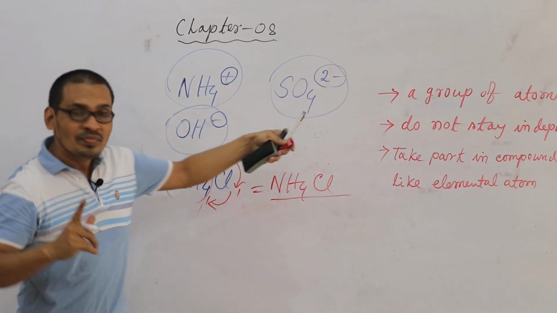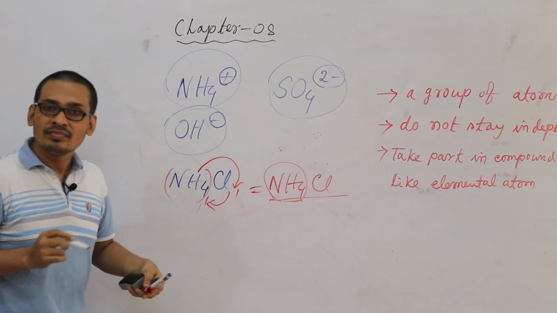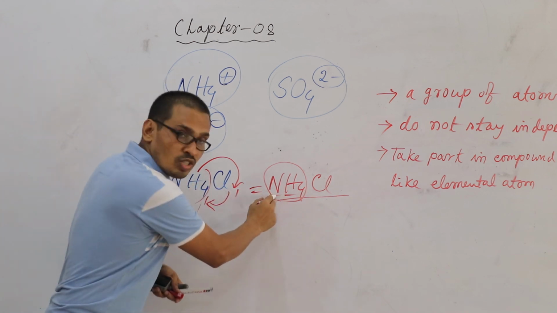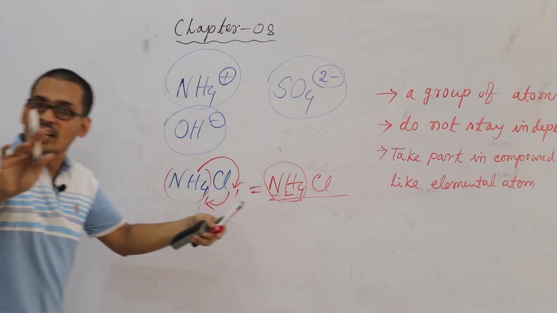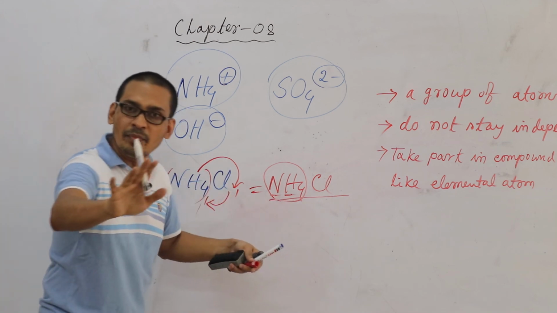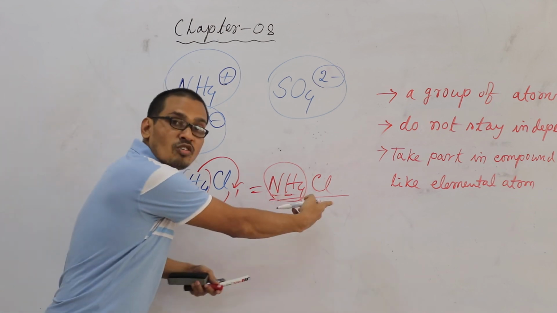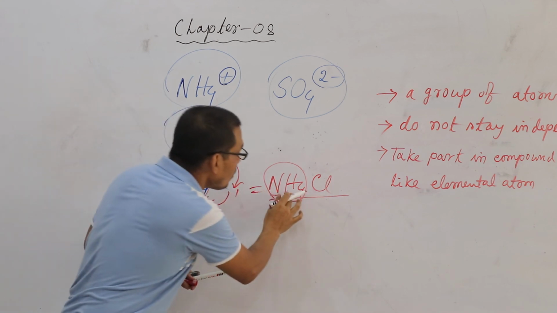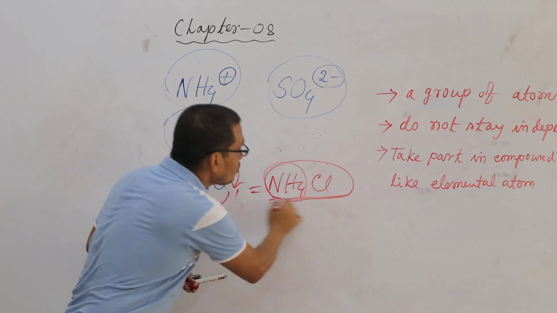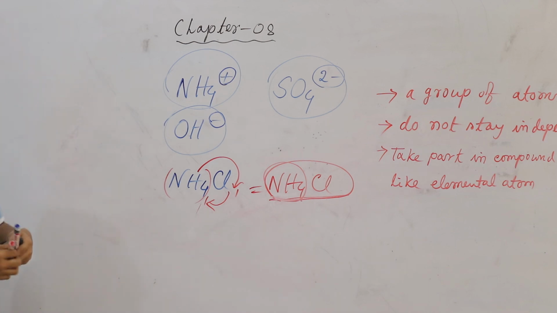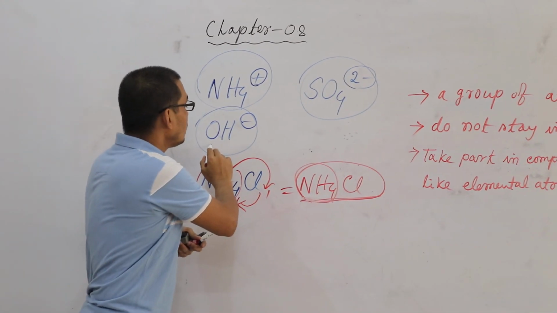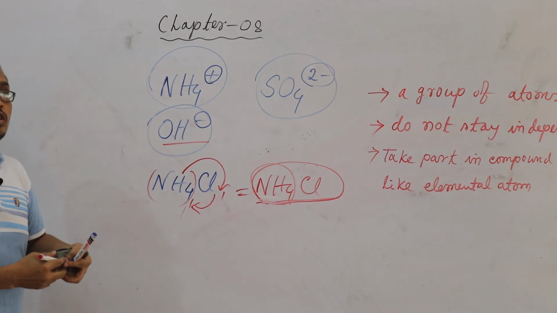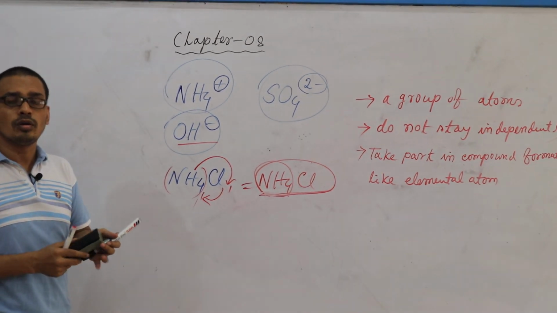So we can say this is a group of atoms, 2 elements, nitrogen, hydrogen, and here nitrogen 1 atom and hydrogen 4 atoms, a group of atoms that do not stay independently. They basically stay as a compound. And this ammonium, sulfate, or hydroxyl ion, and sulfide, carbonate, phosphate, lots of radicals are in your valency table.